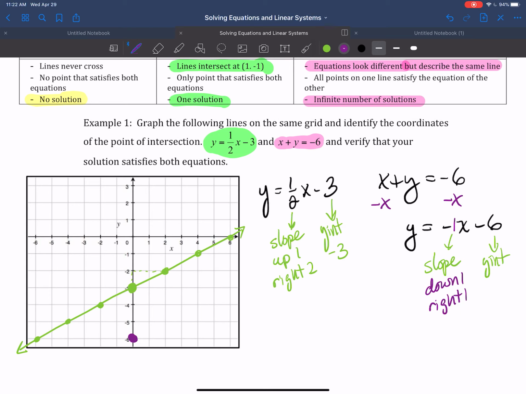Or you can do the opposite. You can go up one and left one. It just depends on what's going on with your graph. So here, if I go down one and right one, I'd run out of space. That'd be a point down there. So I can do the opposite. Go up one, left one. I could keep doing that, and if I do that, we can see that we have a point of intersection there. Just going to graph the line.